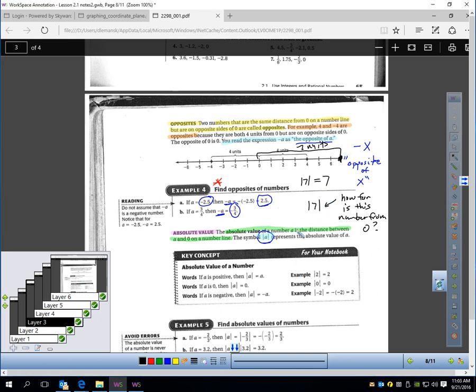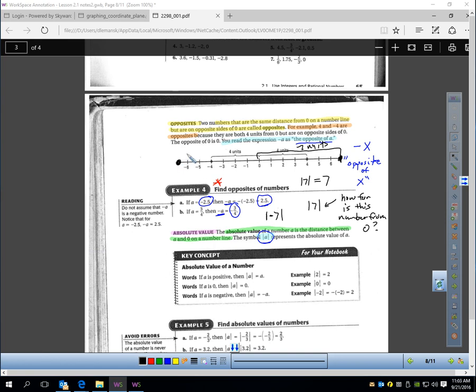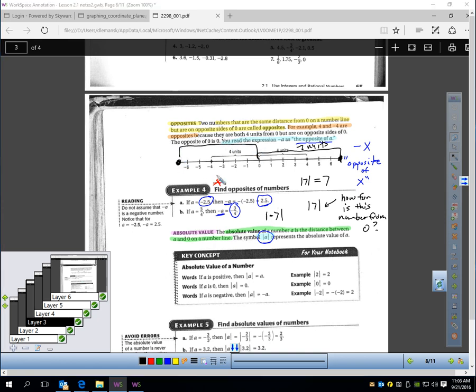This is asking how far we are away from 0. Distance is always positive. If I asked you, what's the absolute value of negative 7? How far is negative 7 away from 0? Well, I hope you're getting the same result. Hey, that's 7 units away from 0.